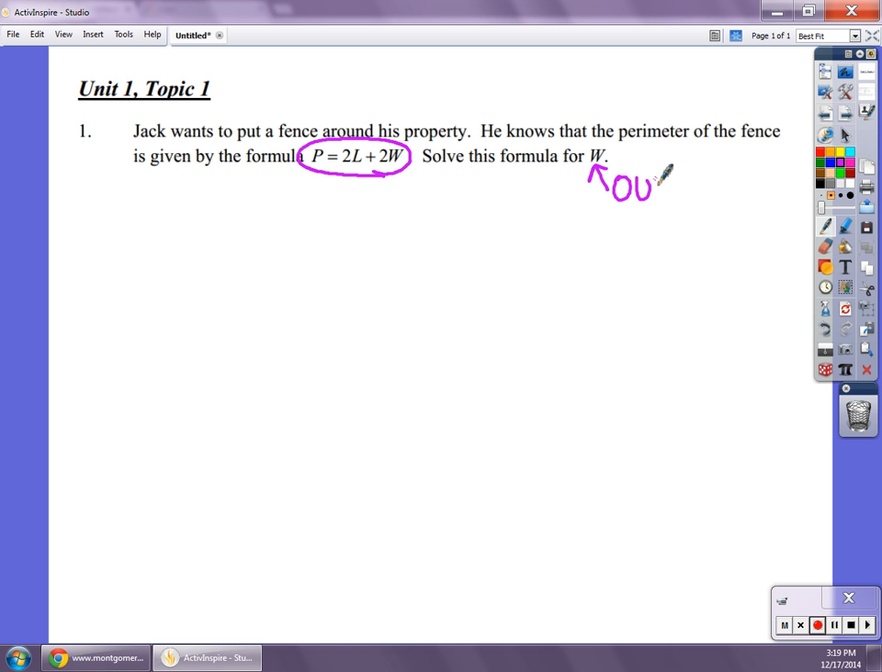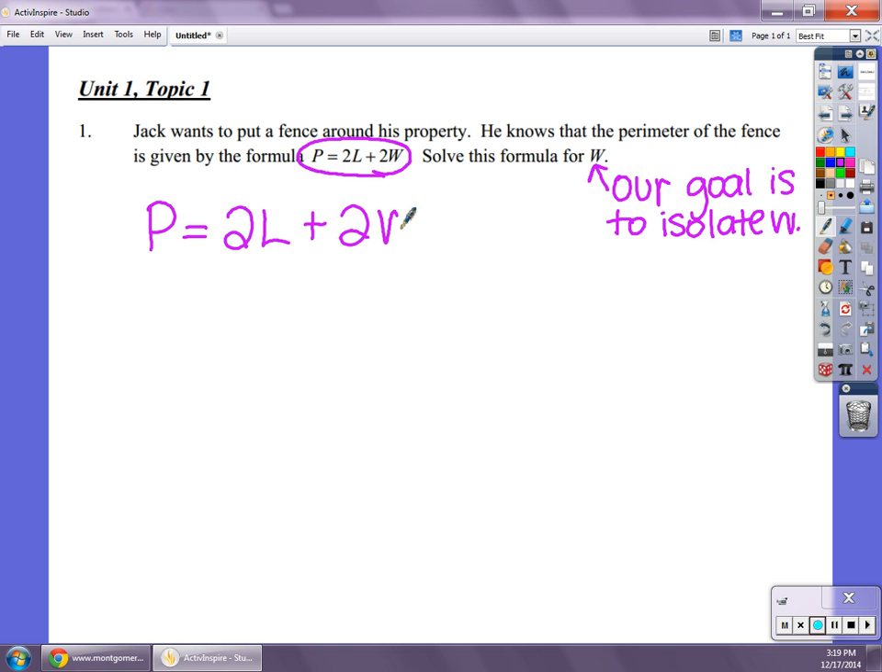Our goal is to isolate W. Remember, isolate means get by itself. So we're going to solve just like we would solve any equation for W. I'm going to copy the equation over again so we have plenty of space to work. So we have P equals 2L plus 2W.